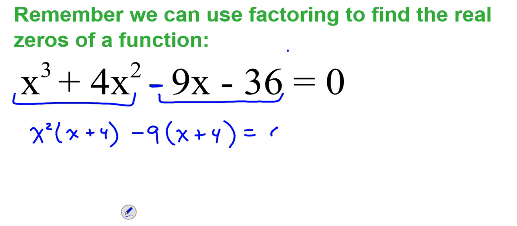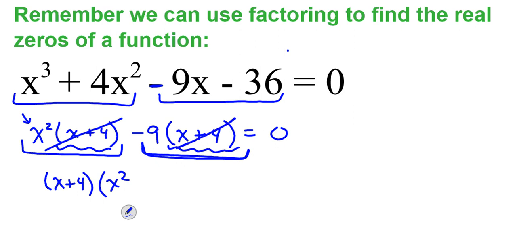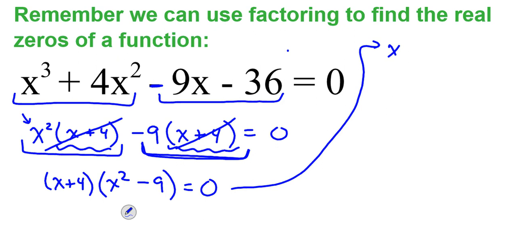So yes, and we know we're on the right track when we have the same binomial there and there. So what's in common with this term and this term? You betcha, that x plus 4. When we factor out the x plus 4 from this term, it's like we are dividing by x plus 4. And what's left is x squared. When we're taking this term and factoring out an x plus 4, we divide by x plus 4. What's left? The negative 9. All right, so then we've got, let's just keep going. We've got x plus 4 equals 0 and x squared minus 9 equals 0.